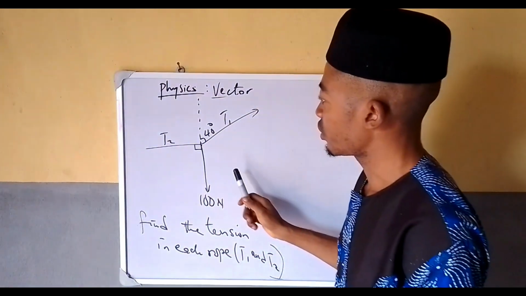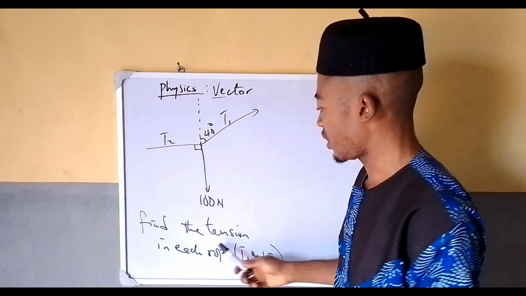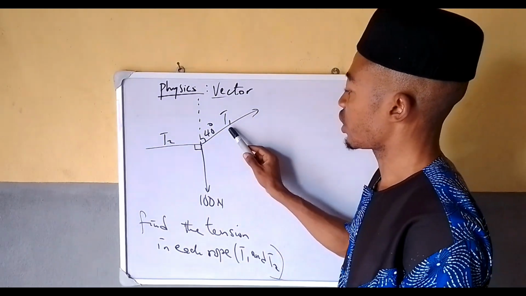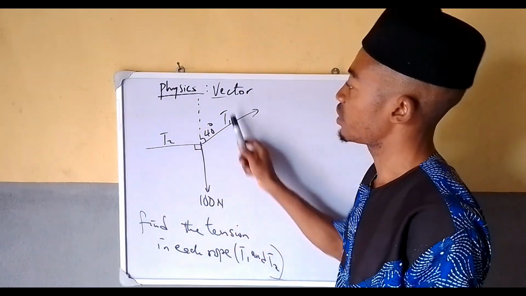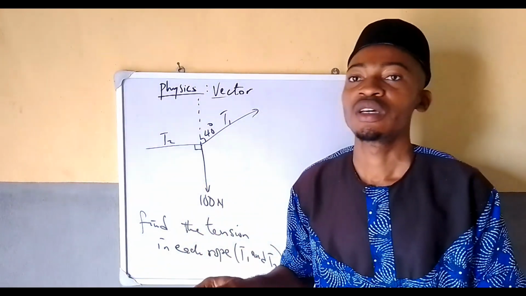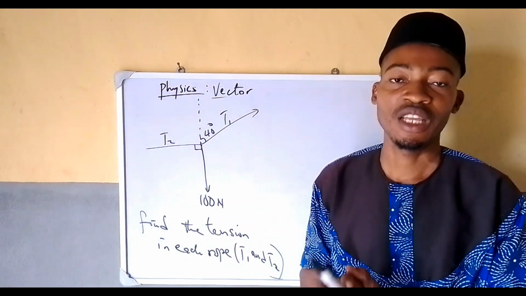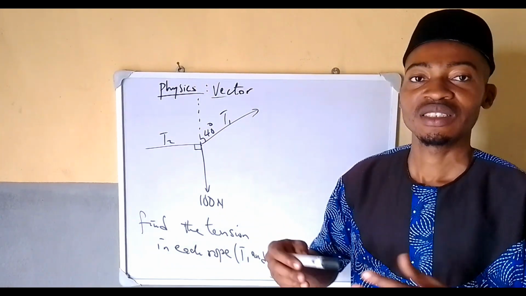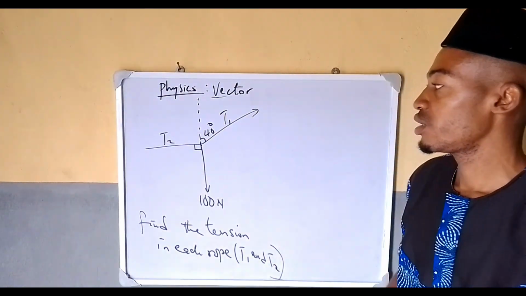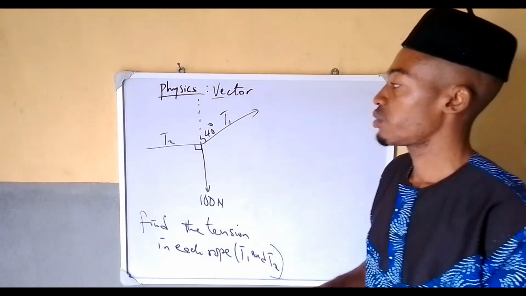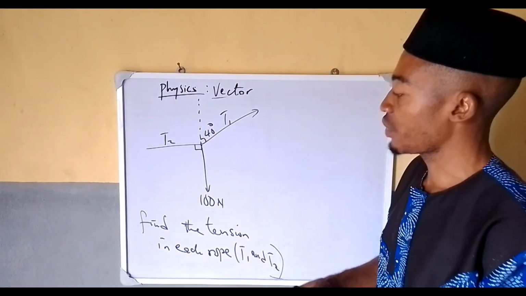In a question like this, you're asked to find the tension in each rope, T1 and T2. So find the tension here and here. Then if you look at this, what are these? Three vectors that are in equilibrium. So these three vectors can also be resolved using the triangle method. This method is very important in solving questions on vectors. So what are you going to do?